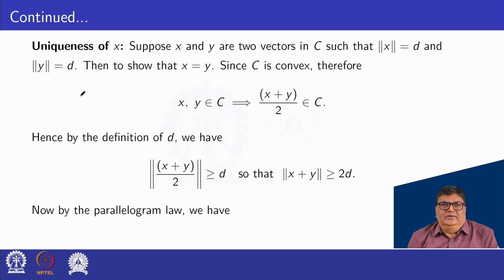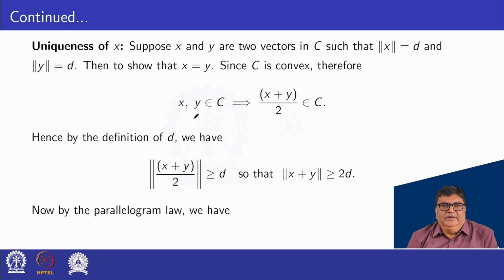Uniqueness of x. Suppose x and y are two vectors in C such that norm x is equal to d and norm y is equal to d, then to show that x is equal to y. Since C is convex, therefore x, y belonging to C implies that (x plus y) by 2 belongs to C.